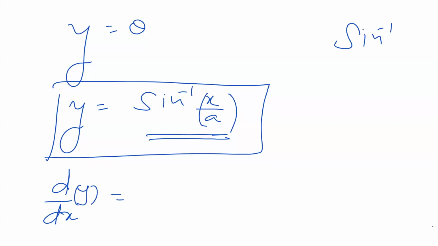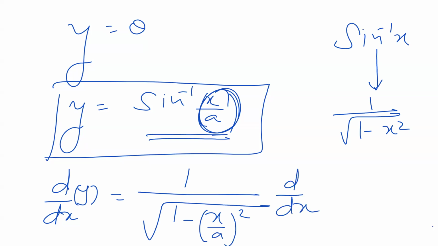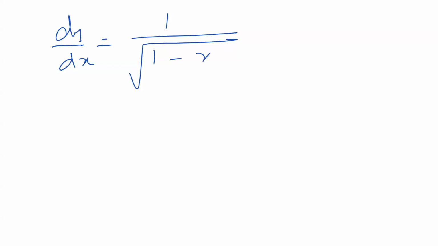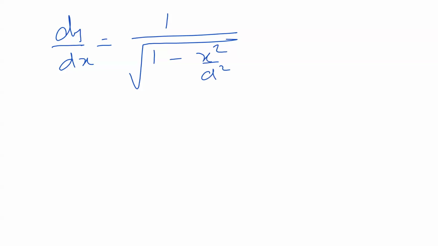Now sine inverse x, the formula is 1 upon root of 1 minus x square. So this will be 1 upon root of 1 minus x by a whole square, into dy dx of x by a. So dy by dx is equal to 1 upon root of 1 minus x square by a square. And then the derivative of x by a is 1 upon a. You can take 1 upon a outside, dy dx of x is 1.